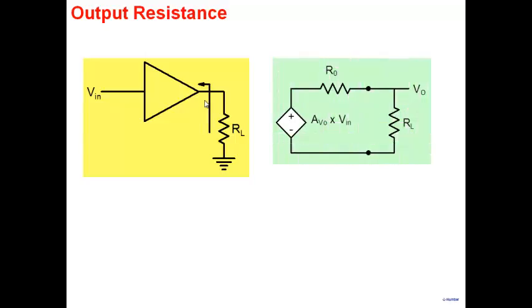Well, I can construct sort of a Thevenin's equivalent. My amplifier from the output side looks like this. A voltage controlled voltage source. Look at this symbol here. So it's a voltage source controlled by what? Controlled by the input here. And with an amount AV0 times Vin.